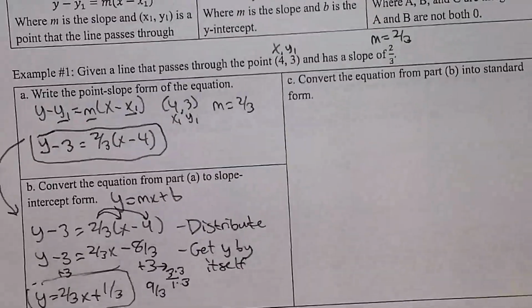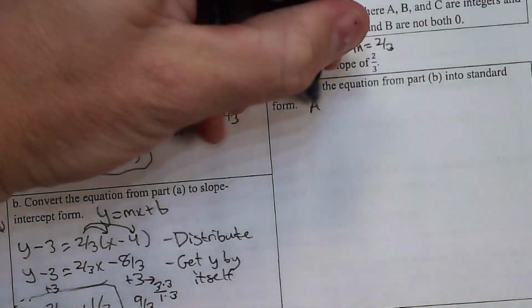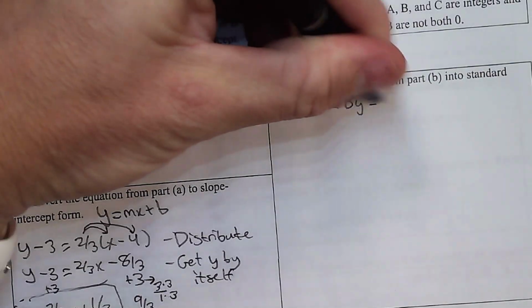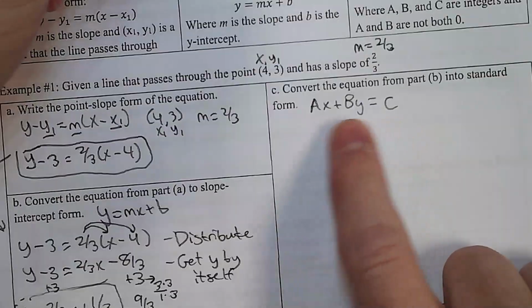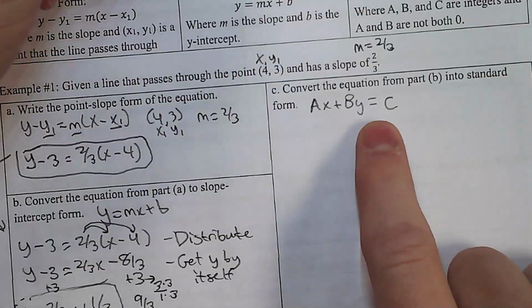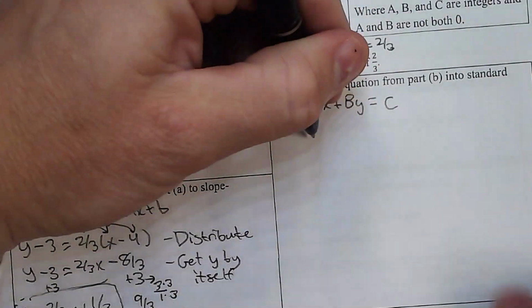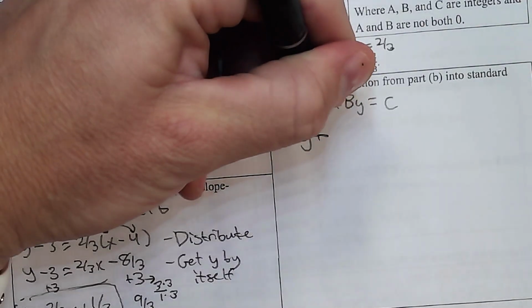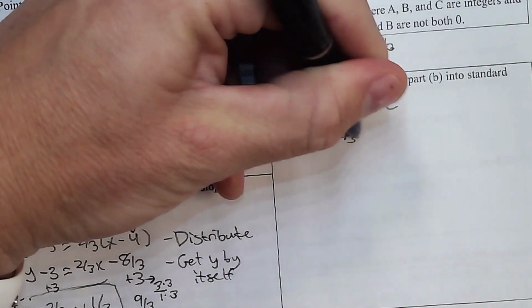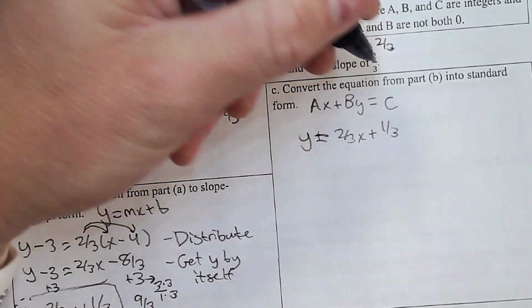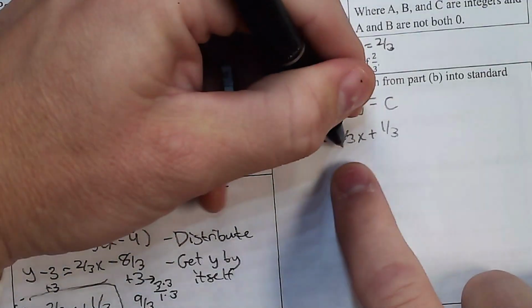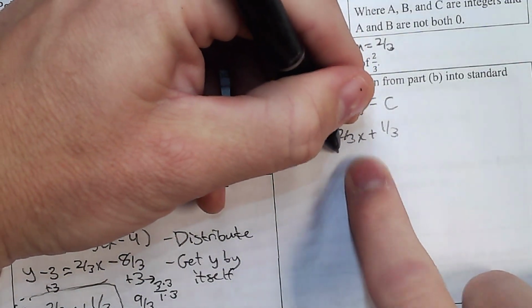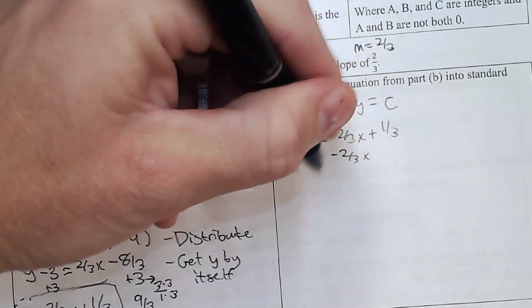Now I have to convert this to standard form. Now, on standard form, the variables are on the left and the numbers on the right. Can't get my directions right this morning. So I want to get all my variables to the left. What needs to move to the left? 2/3 x, right? So I'm going to subtract 2/3 x.